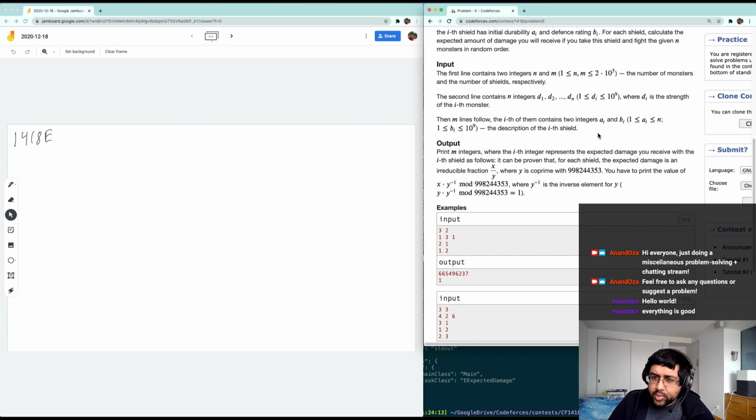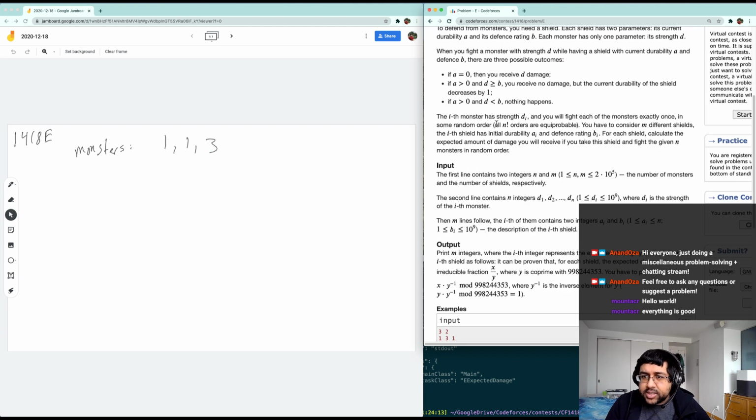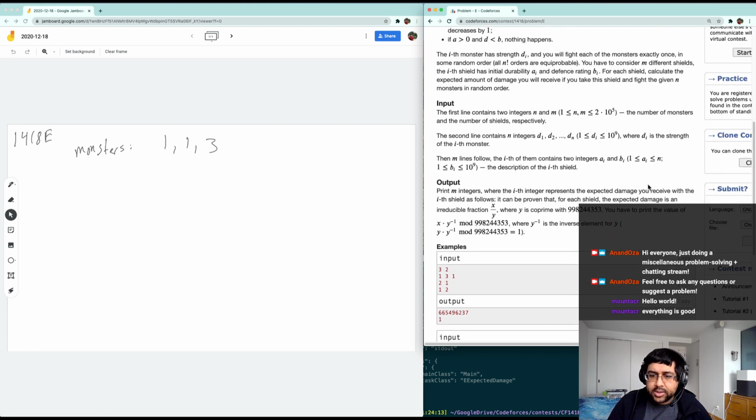So in this example, we have 3 monsters with strengths 1, 1, and 3. The order doesn't actually matter because you have to consider a random order of the monsters anyway, so you might as well sort the input just to make it easier, if that ends up making it easier, that is.